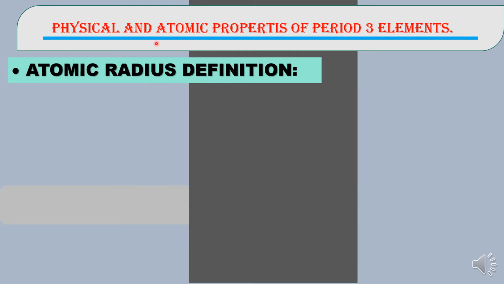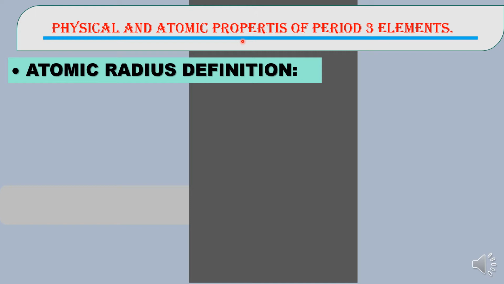First of all, what is the difference between physical and atomic property? Individual atom property is called atomic property. For example, electronegativity, ionization energy, atomic radius and electron affinity are all considered atomic properties.